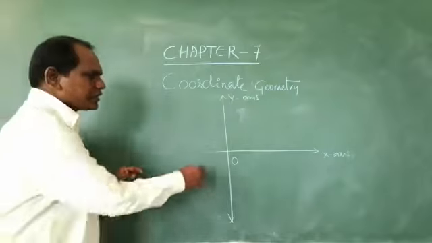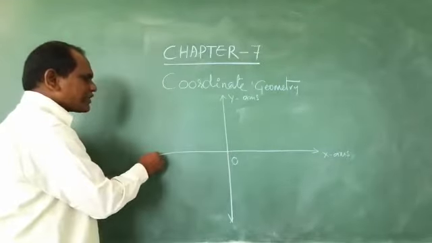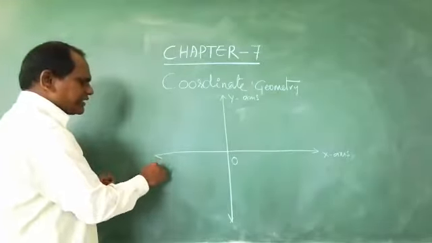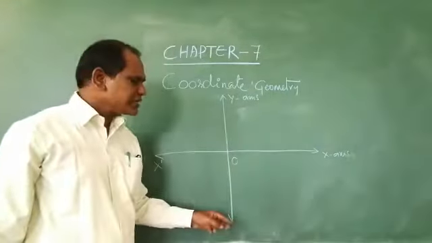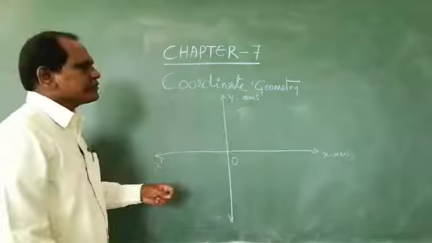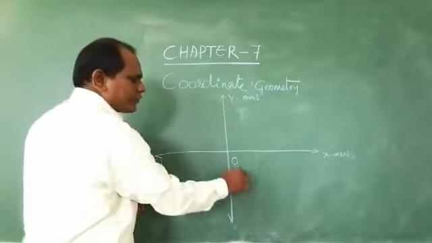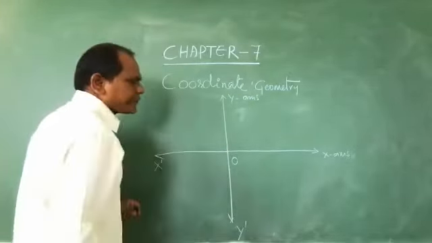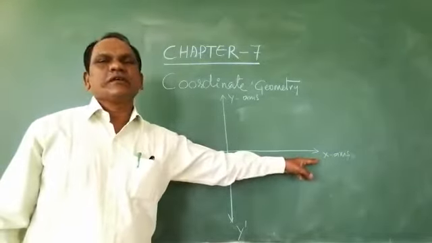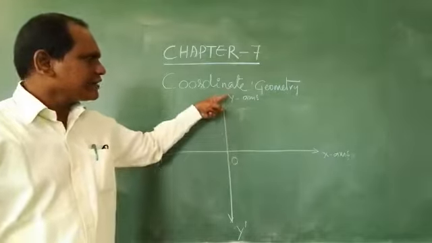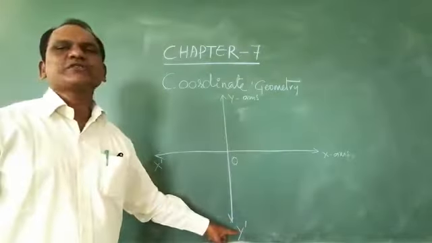Now we are going to name these two straight lines. This is the horizontal straight line, called X'OX. And the other line we are going to call YOY'. So these two, the X'OX coordinate axis and the YOY' coordinate axis.